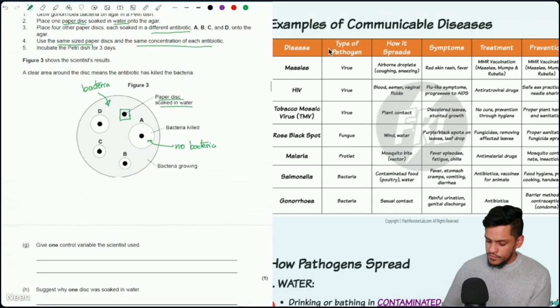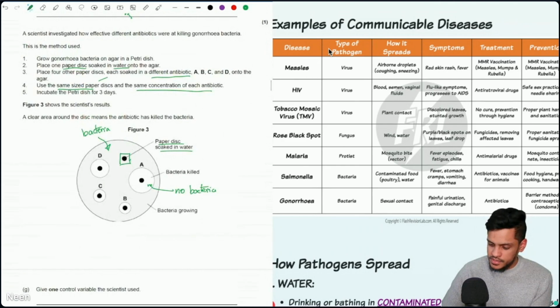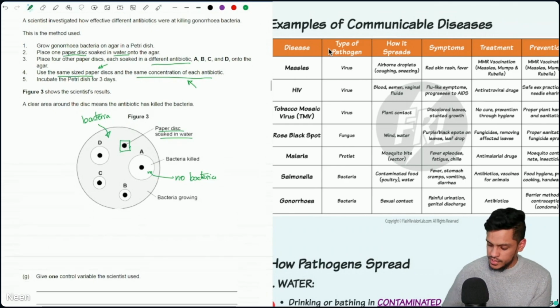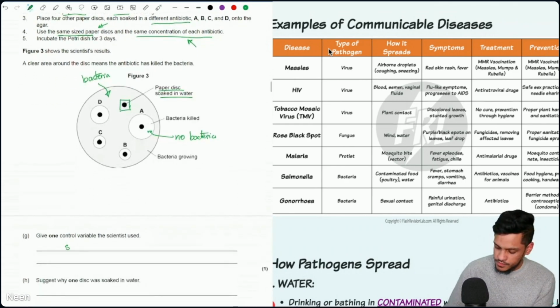Give 1 control variable the scientists used. So it says here, same size paper discs, same concentration of each antibiotic. Either one is enough to get you the mark. So I'm just going to put same sized discs.